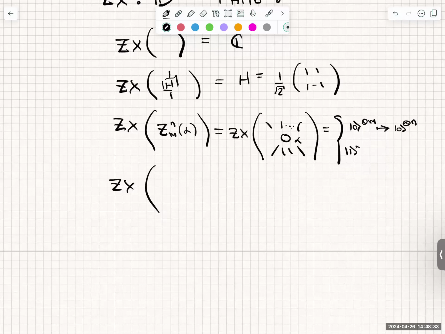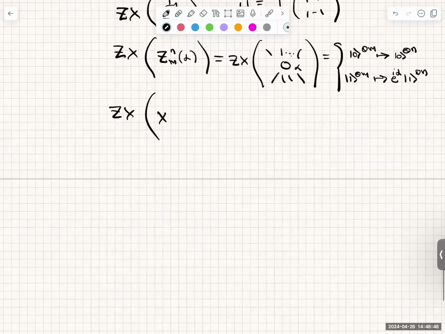And then 1 tensor to the M, and we're applying the phase gate. The Z rotation is going to apply e to the i alpha to 1 tensor to the N. Similarly, you might expect that we know what this is going to do. It's the same thing with colors exchanged.